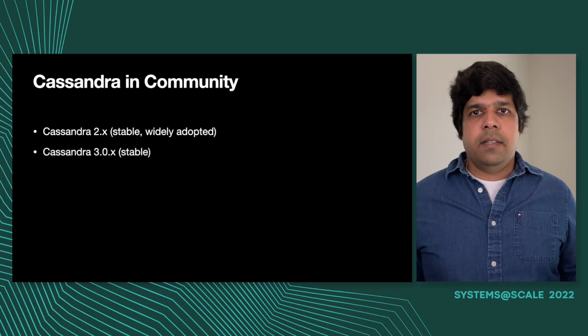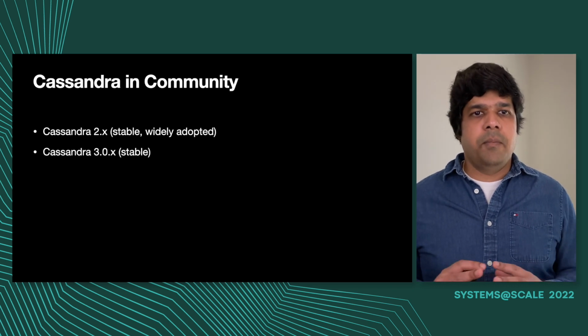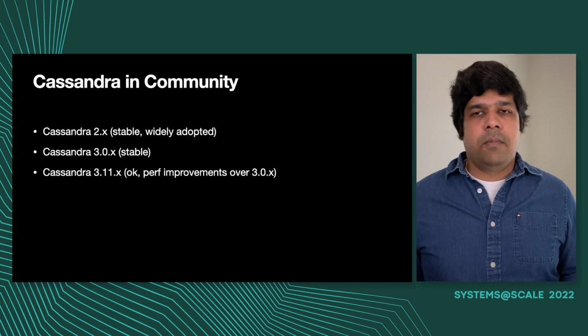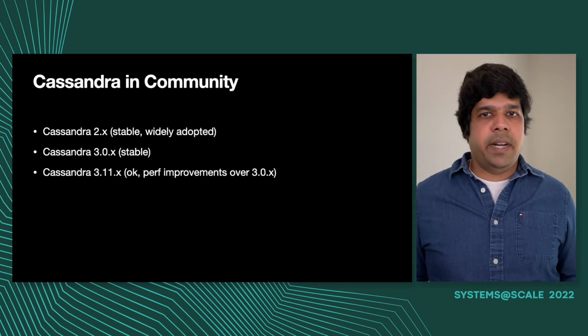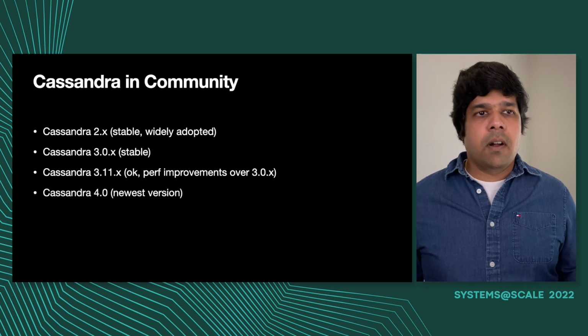Cassandra is widely deployed in the industry. There are various versions of Cassandra that our community supports. The 2.x series is the most widely deployed and is stable. The 3.0 series is stable and is adopted fairly well in the community, while the 3.11 series has some performance improvements, but it's not widely adopted yet. 4.0 is the next major release of Cassandra we are talking about today.